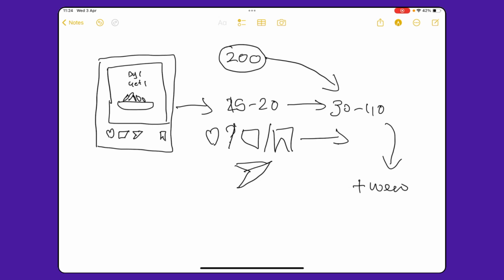Which means that your post has a better chance of coming on the explore page as well, which is where your post is seen by non-followers as well. Or maybe it comes in the feed as a new post.